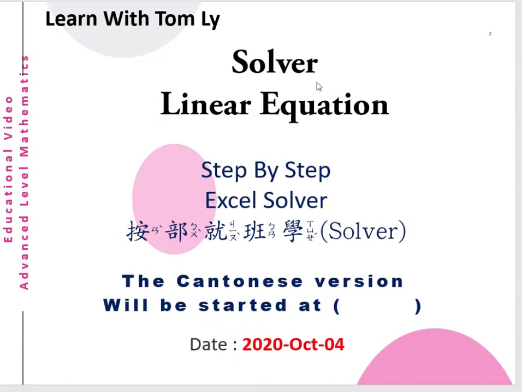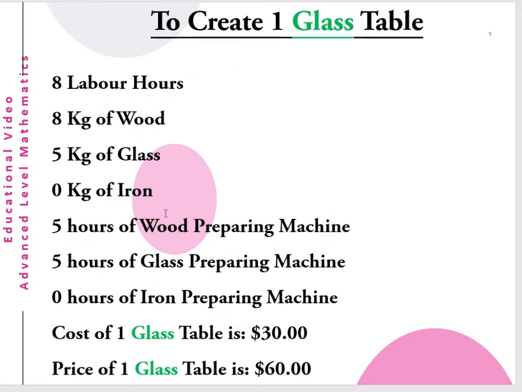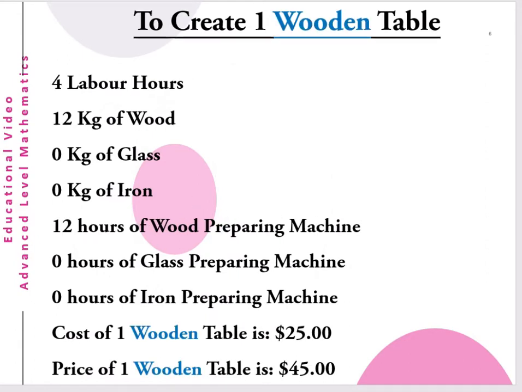Today, I will teach you how to use the Solver in Excel to solve a linear equation system. So what is a linear equation system? If you have a business scenario just like this, the BDC Furniture Company Limited would like to produce three types of table: the glass table, wooden table, and console table. It wants to maximize the profits of this production line. However, there are some conditions or limitations that have to be fulfilled before the production can be done. Some of the constraints are in here and here. So I will teach you how to solve this business problem with Excel Solver.